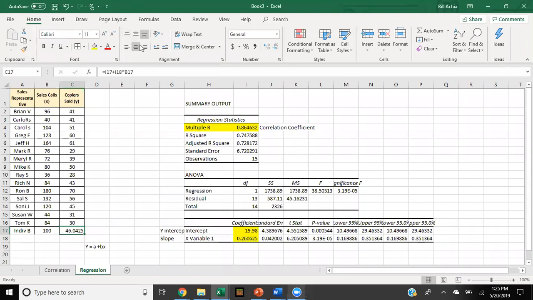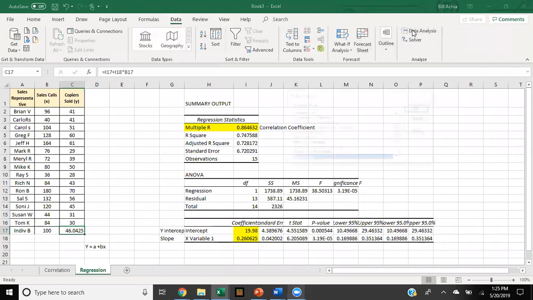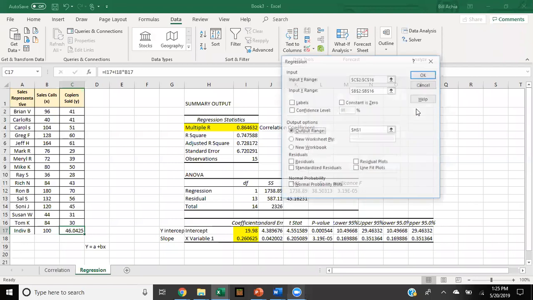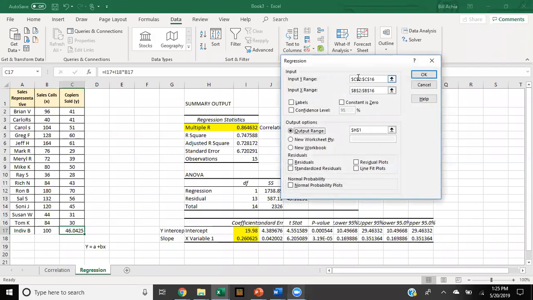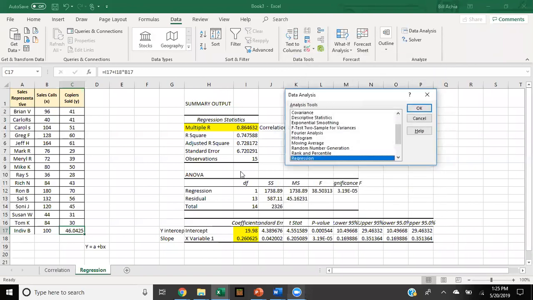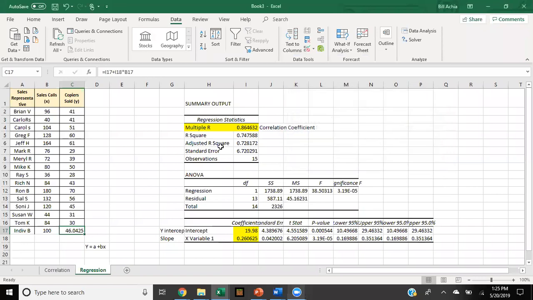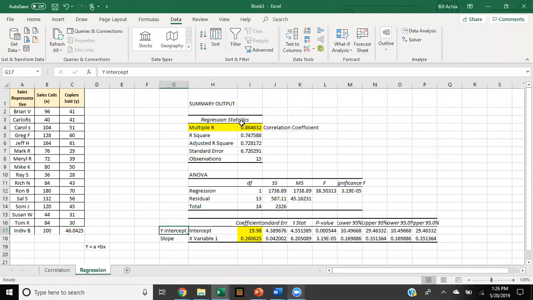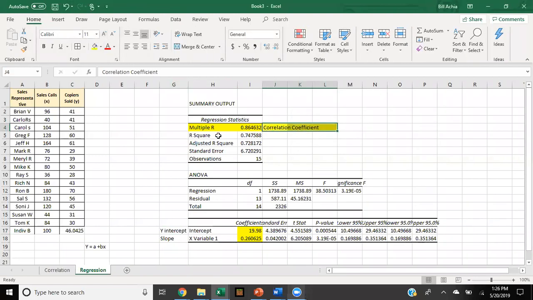So again, how did I get this table here? I got my data, I went to data analysis, regression, and then I input my y range, and then I input my x range, and then I chose a place for my output, I clicked on cell H1, and then clicked OK. So that gave me this table here with the information that I was looking for on the y-intercept and the slope. It also gave me information on the correlation coefficient, as well as our R squared, which I'm going to discuss next.